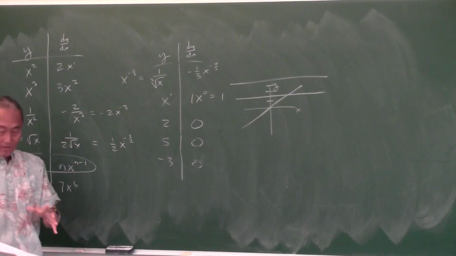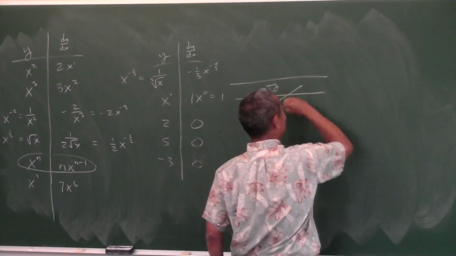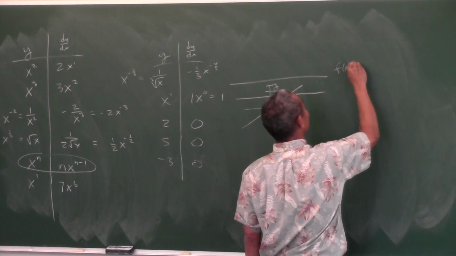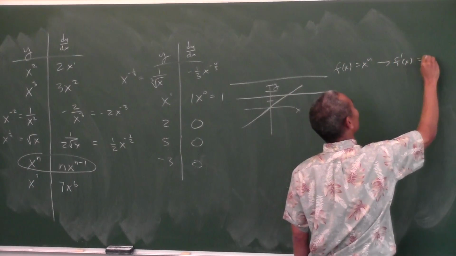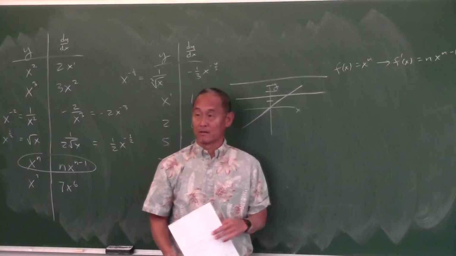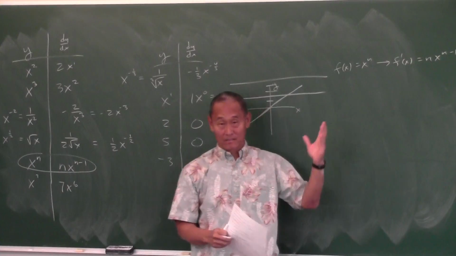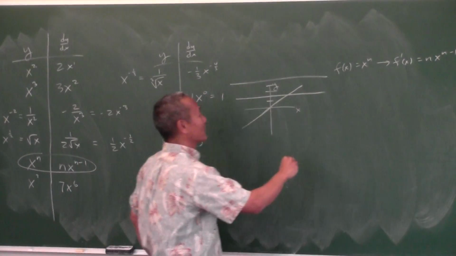Okay, now, if you look in your notes, there are 3 theorems that we're going to use. So the first one, I just taught it to you. If f of x is equal to x to the nth power, then the derivative is equal to nx to the n minus 1, where n is a rational number. Actually, it works with real numbers too, so I'm not going to get into it.